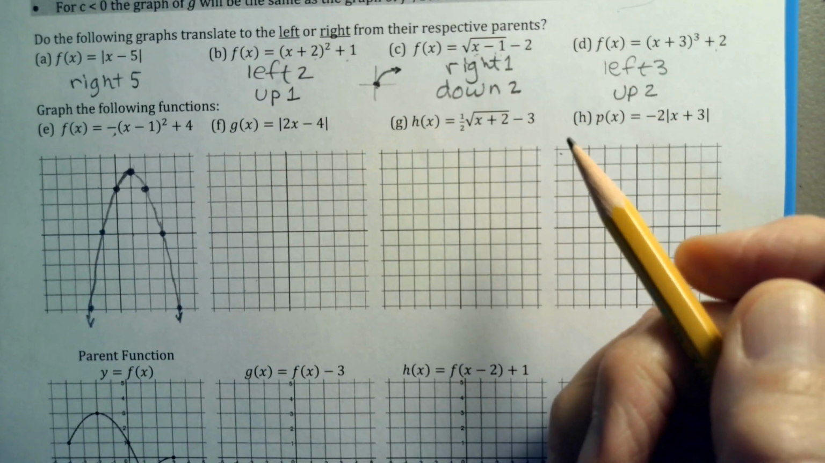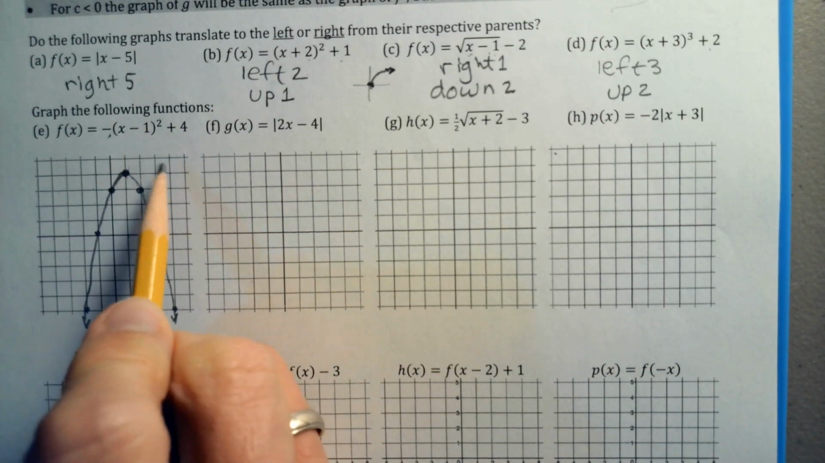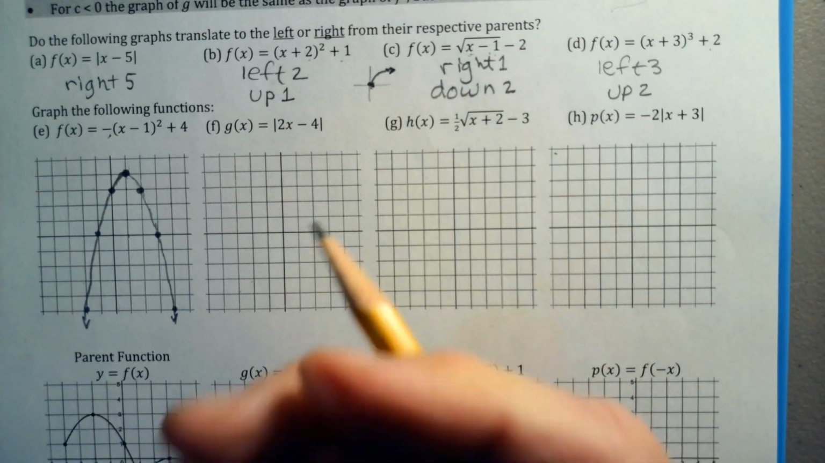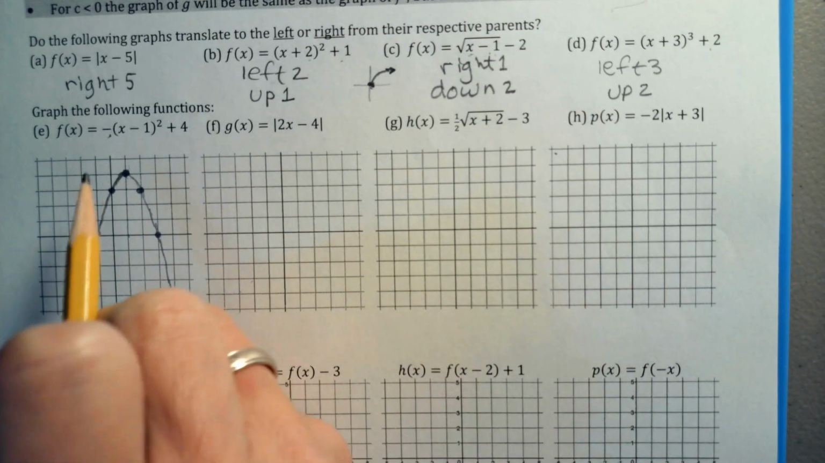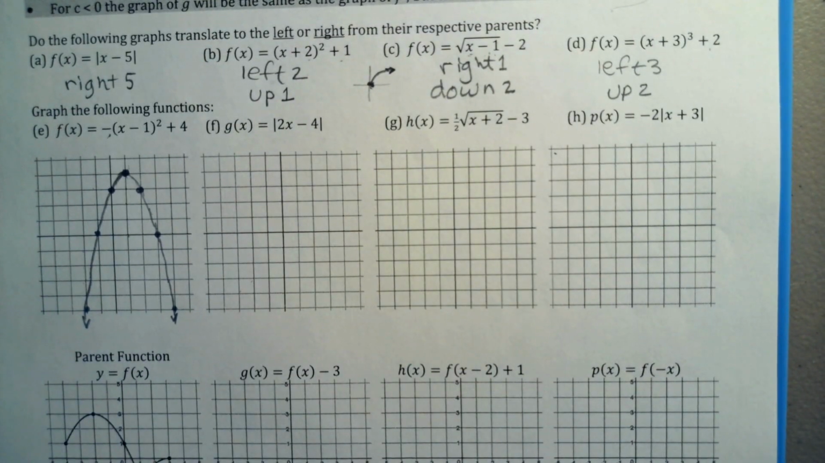Okay, so an upside down parabola, its basic shape is still over 1 down 1, over 2 down 4, over 3 down 9. Still the basic shape, it's just opening downward because of that negative. All right, this one then.